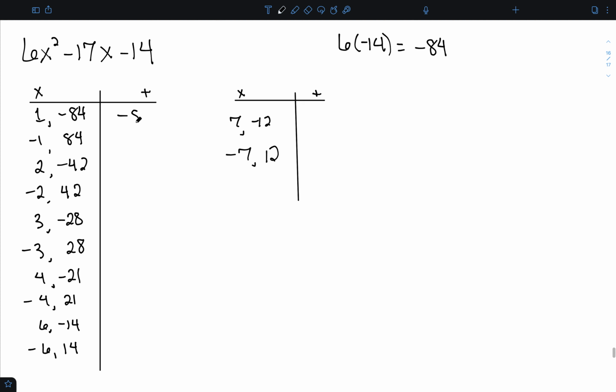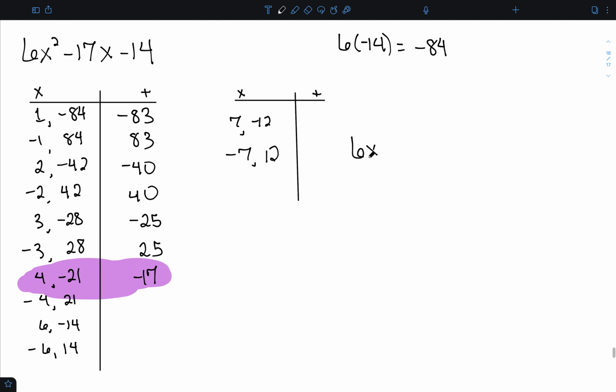As I add these, I have minus 83 and 83, minus 40 and 40, minus 25 and 25, minus 17, and I can go ahead and stop. I don't need to fill in the rest of the table because I have my negative 17 that I was looking for.